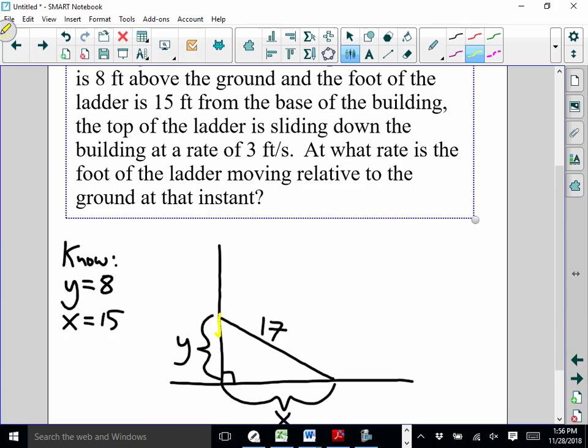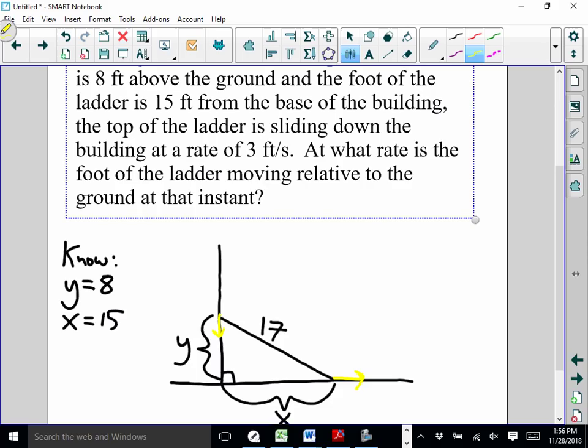What about the foot of the ladder? Which direction would that be moving? Well, that obviously has to be moving to the right. We know today from that Adriana and Brandon problem that the direction these things move is very important because it can help us determine the sign.